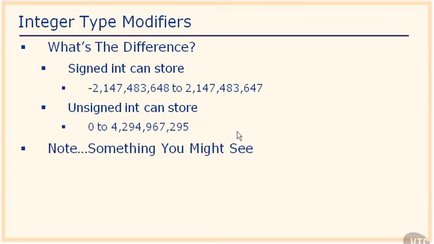Now there is something I just want to show you right here, something you might see out there, and you'll see sometimes that some developers, when they use unsigned, they'll create an unsigned variable called x.